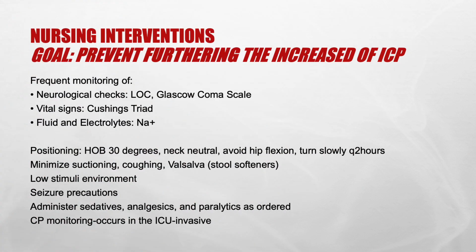Our goal is to prevent furthering the increased intracranial pressure, and we do that with our nursing interventions. A lot of times we want to do frequent monitoring of neuro checks. We want to check their level of consciousness. Are they getting restless? Are they not responding? That Glasgow Coma Scale is a really easy one. It's quick to do. You remember 15 is considered normal. Anything below 8 is basically a coma, and 3 is absolutely the lowest.